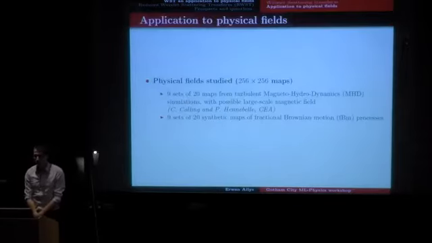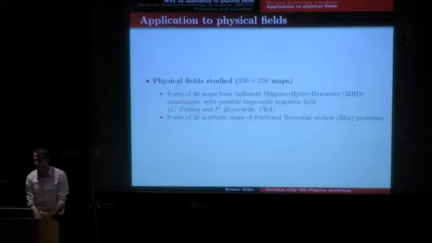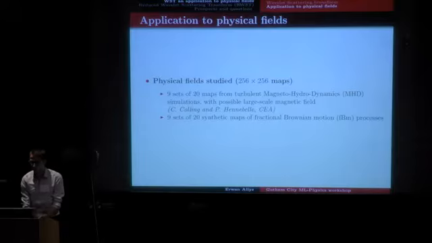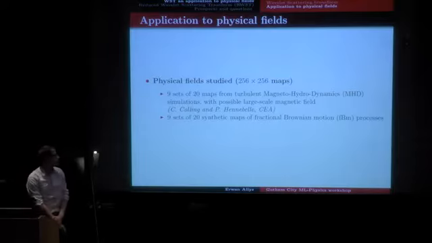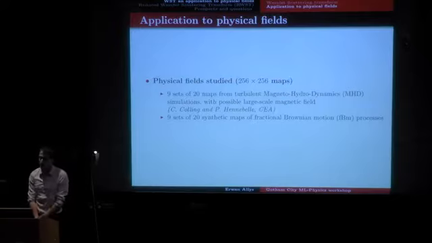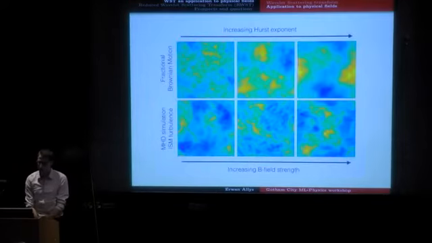So let's show what it gives when we apply this kind of description to physical fields. We consider several examples. I will only give 2 simple cases, but we also tried it on observational data from the Herschel satellite, and it works very well. What I will show you is 9 sets of 20 maps from turbulent magnetohydrodynamics simulations, with a possible large-scale magnetic field, done by people at CEA, Cédric Colling, Patrick and Bell. We will also use 9 sets of 20 synthetic maps of fractional Brownian motion processes, which are basically Gaussian fields.